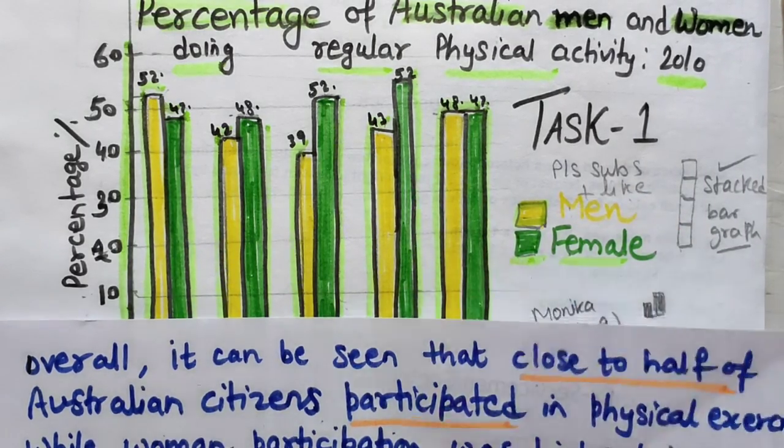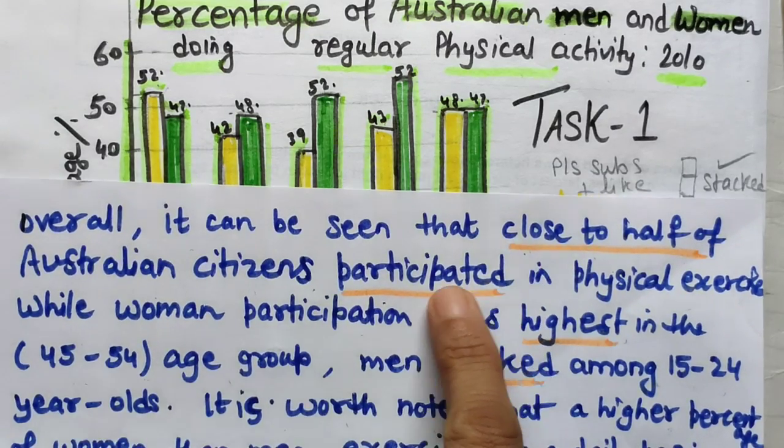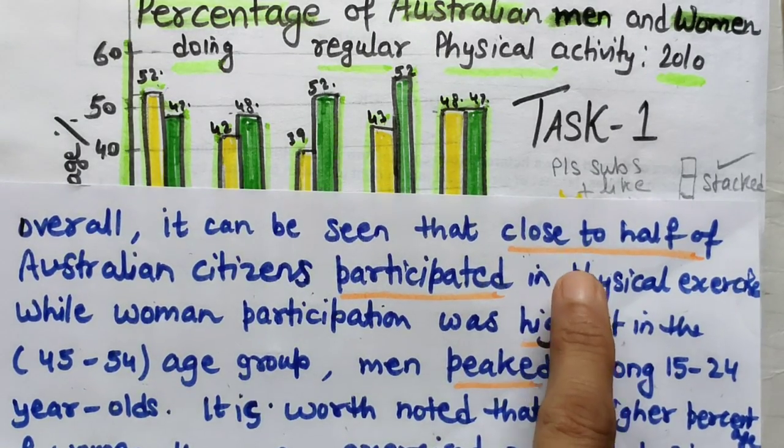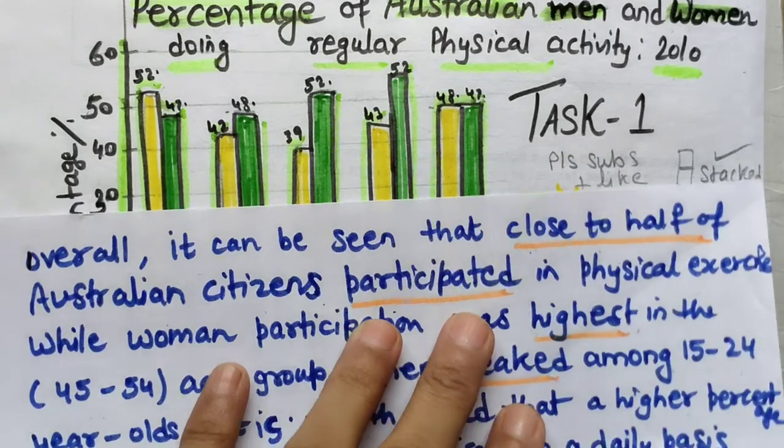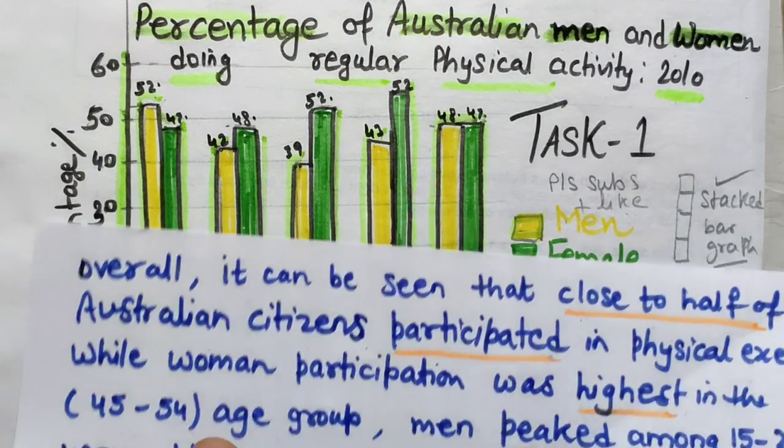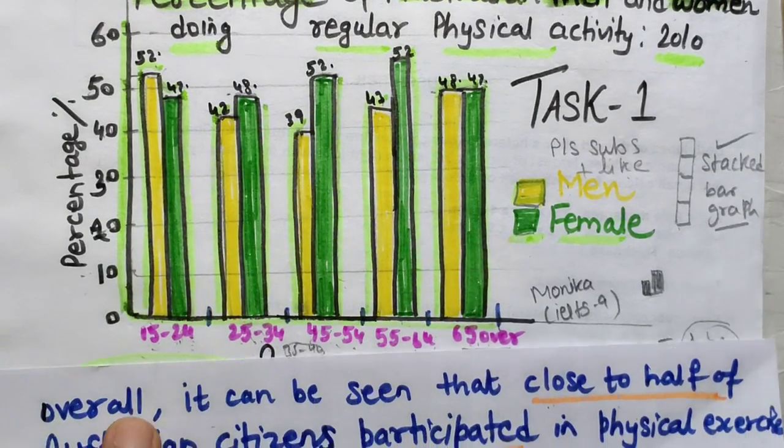Okay, so you must be thinking what are these underlined things. These are vocabulary words. I will show you at the end. Just a minute. Let's not break the rhythm of the overall paragraph.